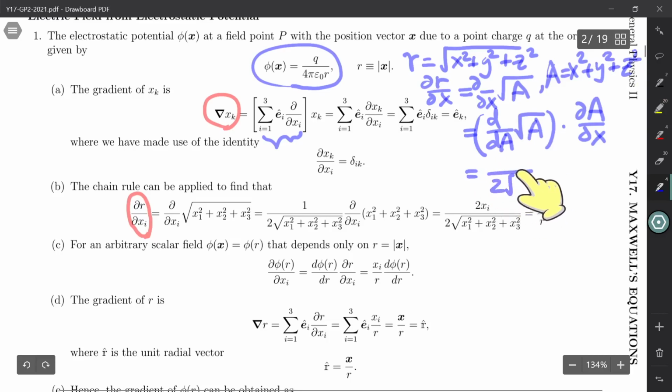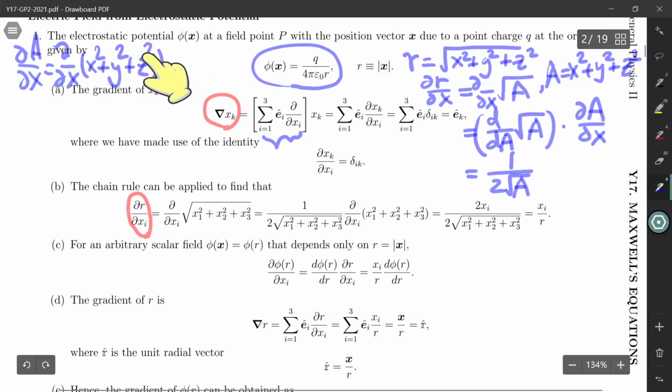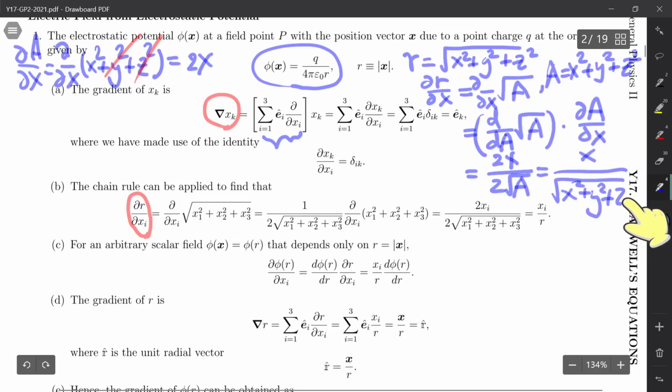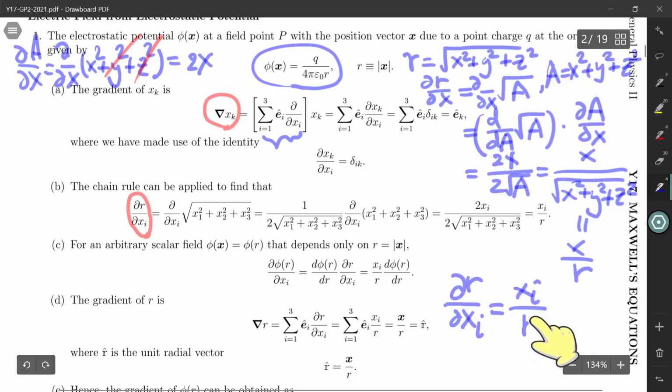This is 2 square root of a in the denominator, and these two vanish, so this is 2x. Hence, we have 2x, the 2 cancels, x over the square root of x squared plus y squared plus z squared. So this is x over r. As a result, this is x_i over r, because this one is the same as this, for x, y, z.